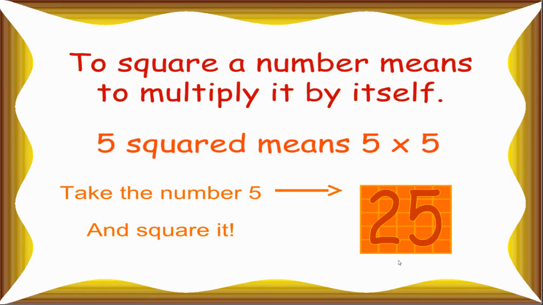To square a number means to multiply it by itself. For example, 5 squared means 5 times 5. Take number 5 and square it, meaning take number 5 and multiply it by 5, and it will give you 25. Let's say, for example, 8. If you have 8 squared, meaning you're going to multiply 8 by itself, 8 times 8, and it will give you 64. Correct. Now let's proceed.